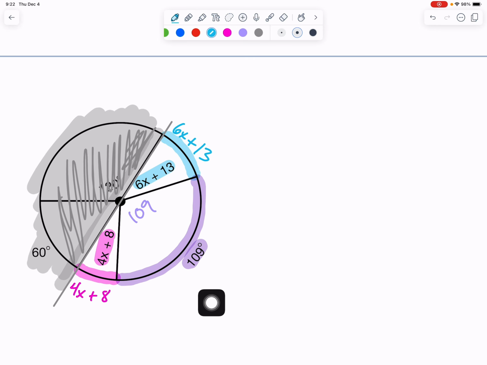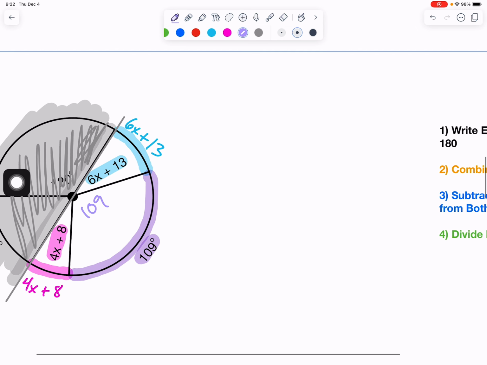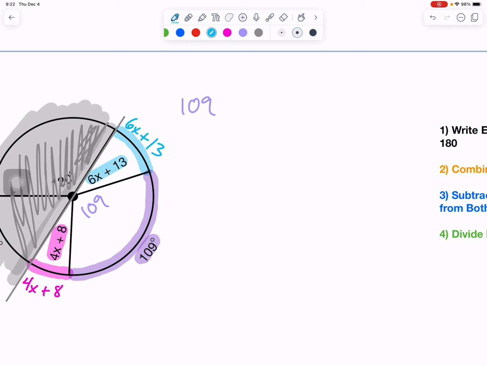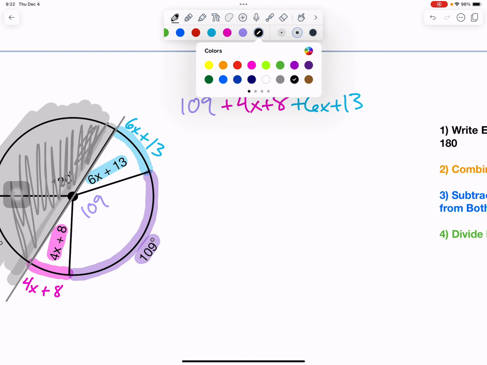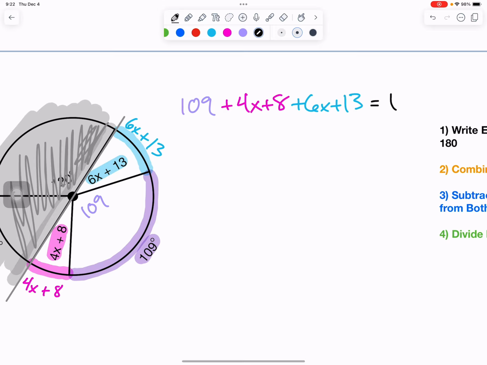So we'll just take these 3 slices that the students ate and set them equal to 180. I'll start with the purple 109 only because that's where I started when getting ready with this one. Then we will go on to the pink and we will add the 4x plus 8 to it. Then we will add in teal our 6x plus 13. And I'm beginning to run out of real estate. And set that equal to, well, only 180 this time. So if you have a diameter and we can cut the work in half, cut it in half. Give that to your teacher.